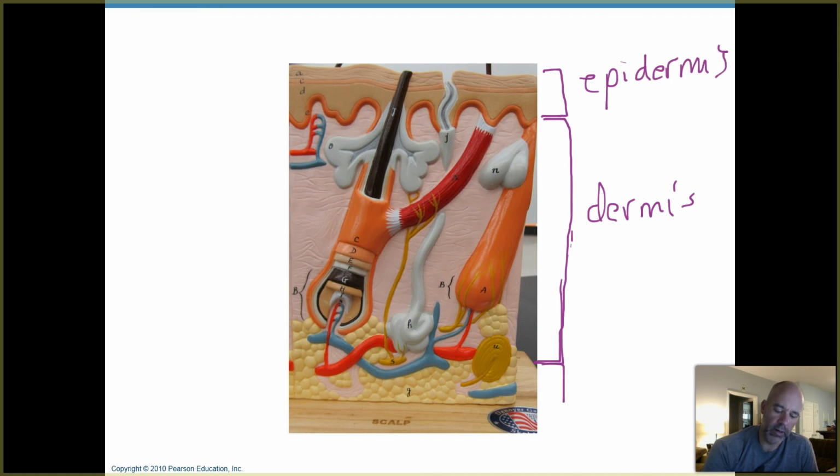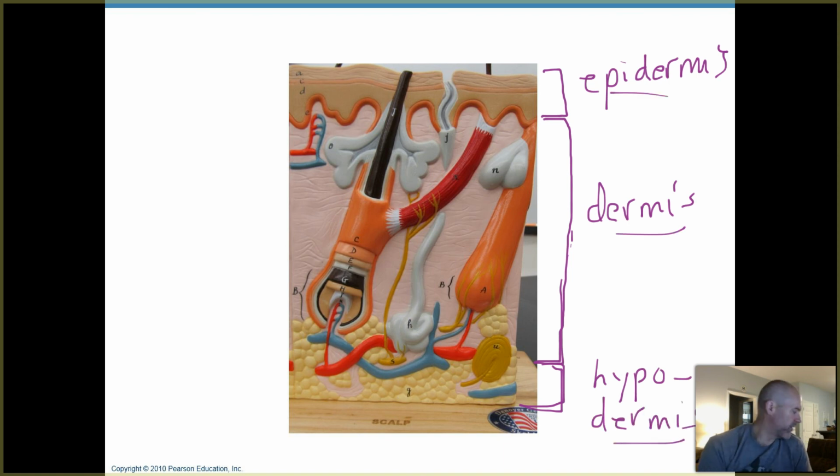And then, of course, down in here, you've got your hypodermis on this image of the skin model. All right, so what is this over here? This structure that you see right there is called a hair follicle.